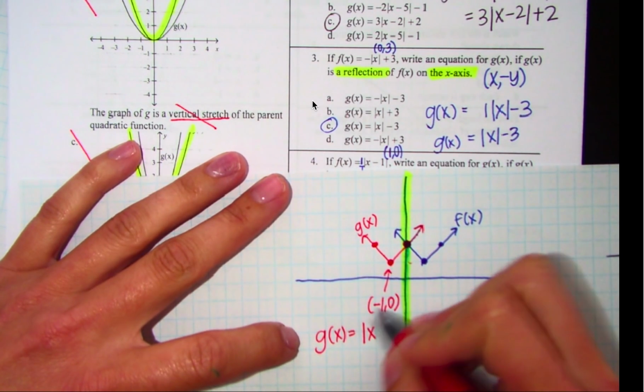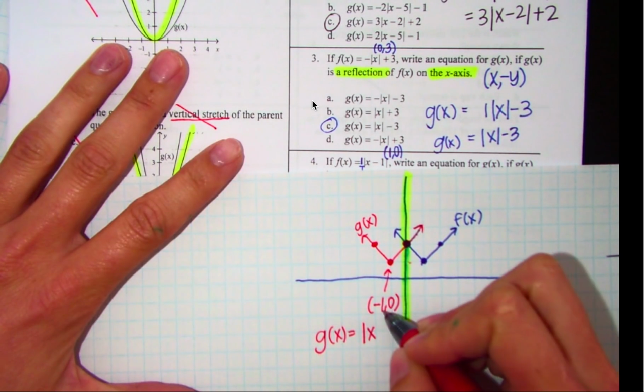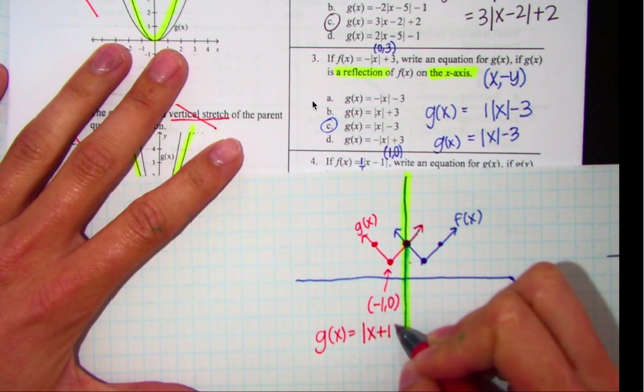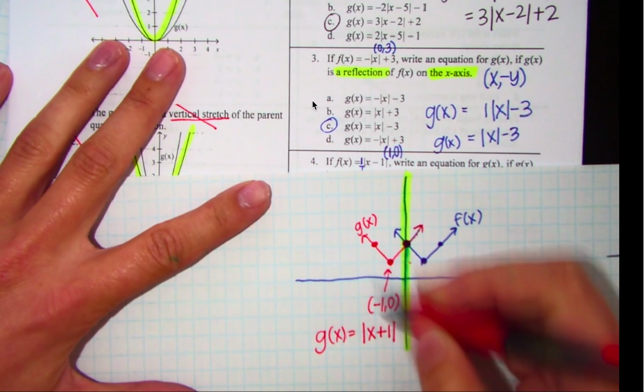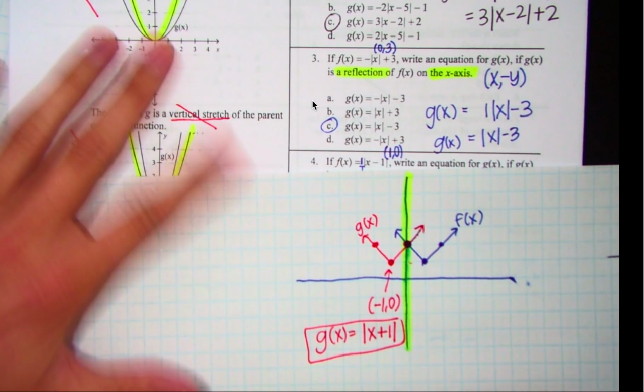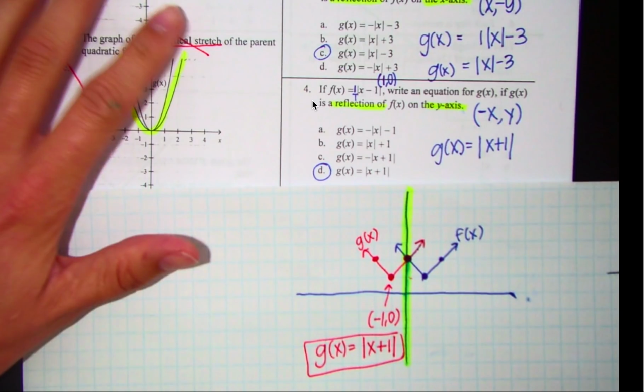Inside the absolute value is going to be a +1 because we always switch that sign, and then there's a +0 on the outside, which we don't write. So that is our answer. There it is for number 4.